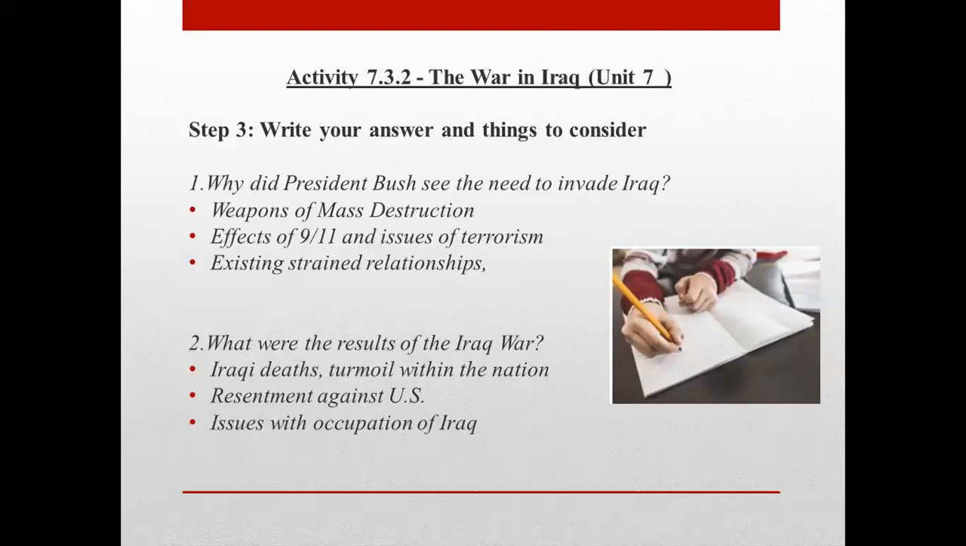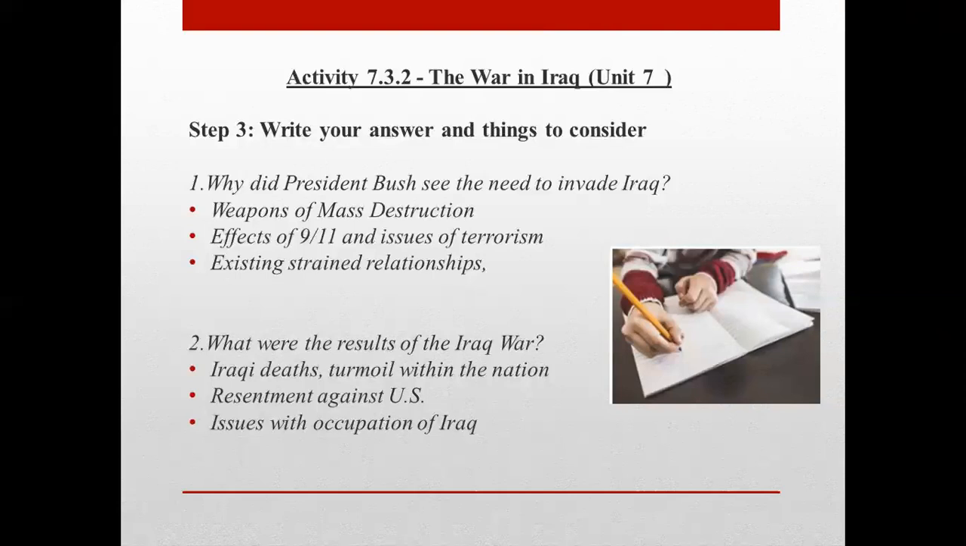If you write any of these down exactly as I have presented them here, you're not going to get credit, because you have to explain what the reasoning was regarding each of these topics. So what happened? What were each of these topics? What did they have to deal with? Make sure you pay special attention to weapons of mass destruction, the effects of 9/11 and the issues of terrorism globally, and then existing strained relationships already with Iraq. So that's for question number 1.